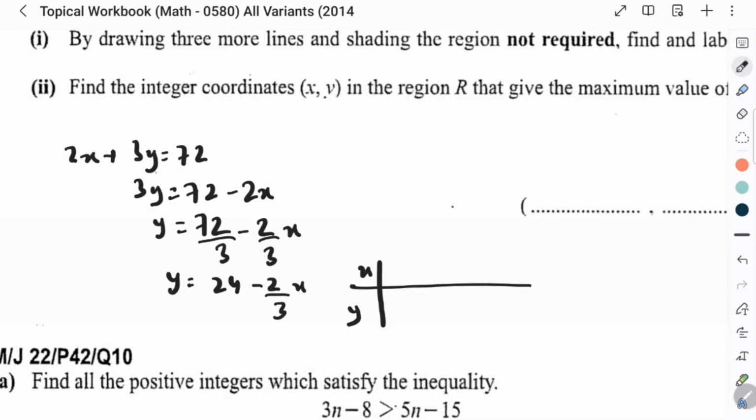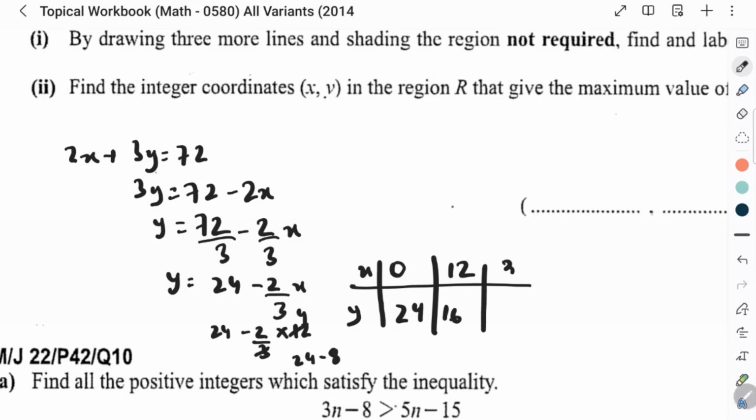If I take 0, it will become 24. If I take 12, 24 minus 2 upon 3 times 12. 3 fours are 12, 2 fours are 8, so 24 minus 8 is 16. Now if I take 30, that is 24 minus 2 over 3 times 30. 3 times 10, 2 times 10 is 20. So 24 minus 20 is 4. So we found the coordinates (0, 24), (12, 16) and (30, 4).